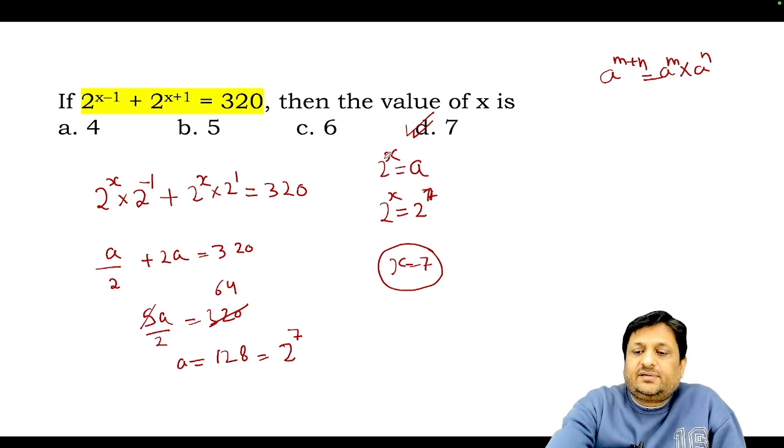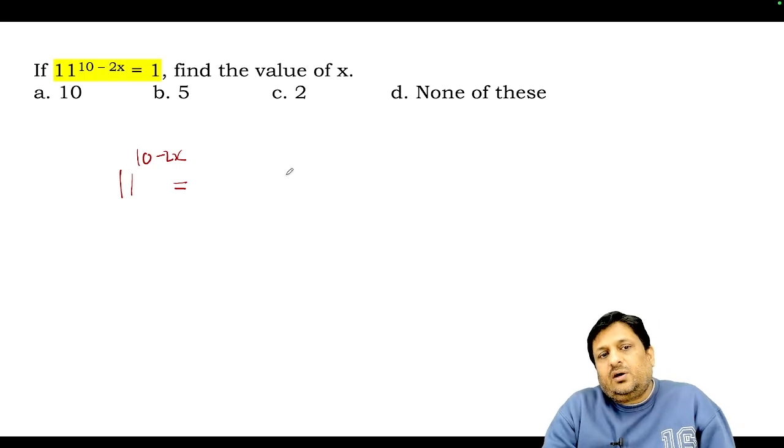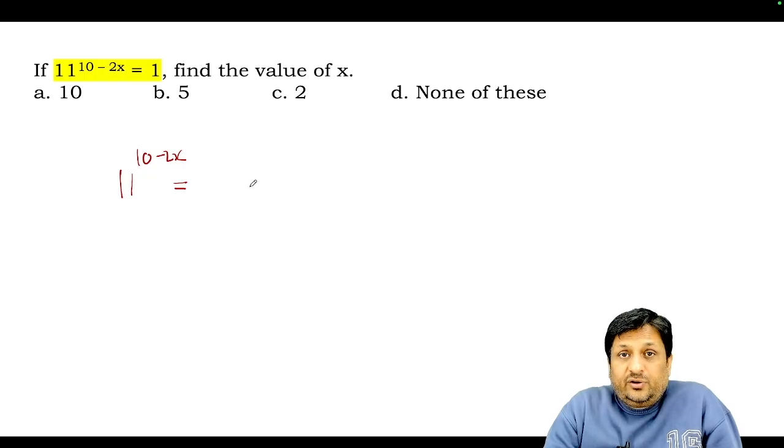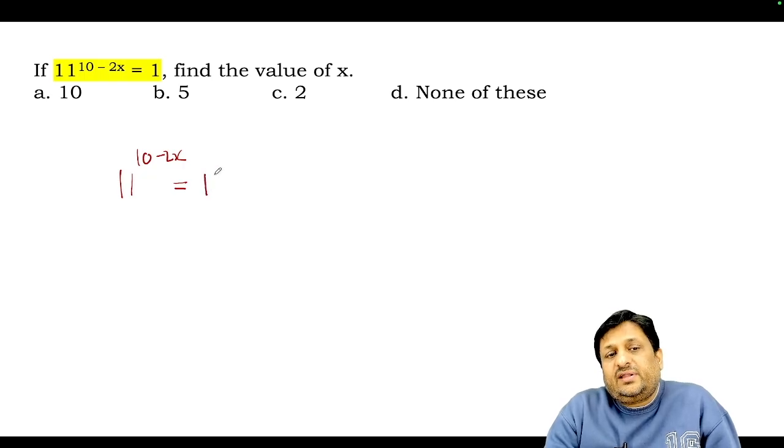Let's take another example. This one. I need to find the value of x. What I'm going to do here? 11 raised to the power 10 minus 2x is equal to 1. Now I can solve this equation only if I am able to convert the right hand side also in the power of 11. So can I write 1 as 11 raised to the power 0?